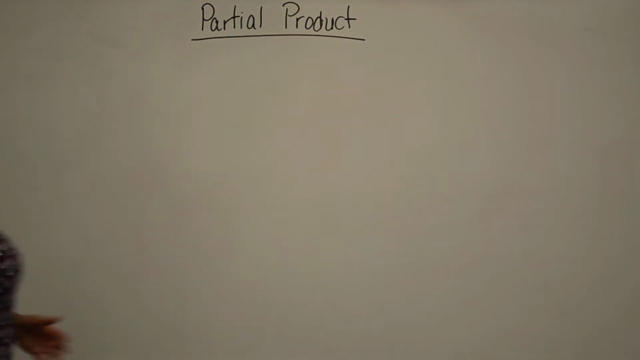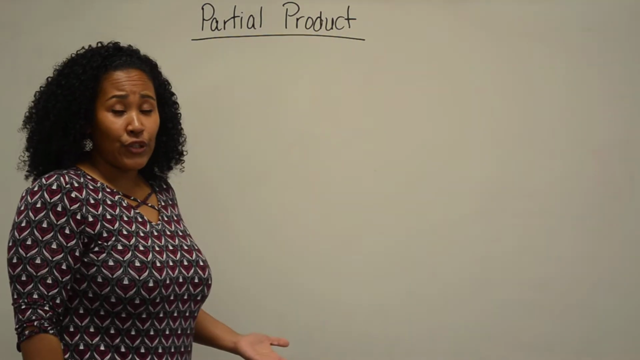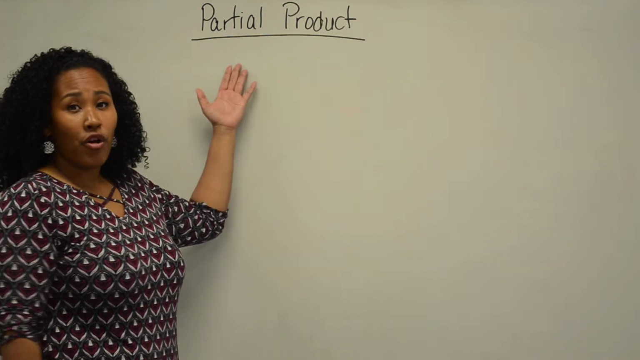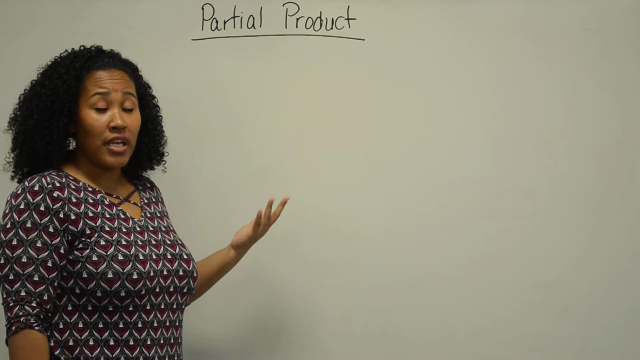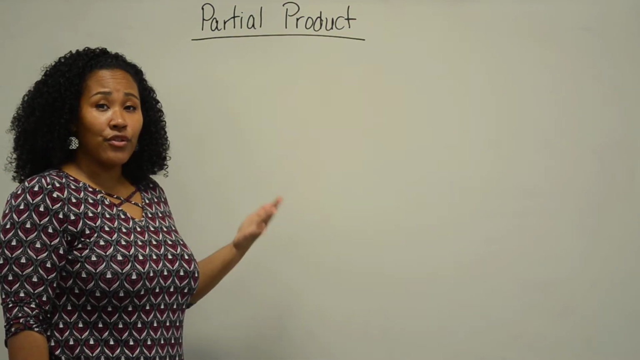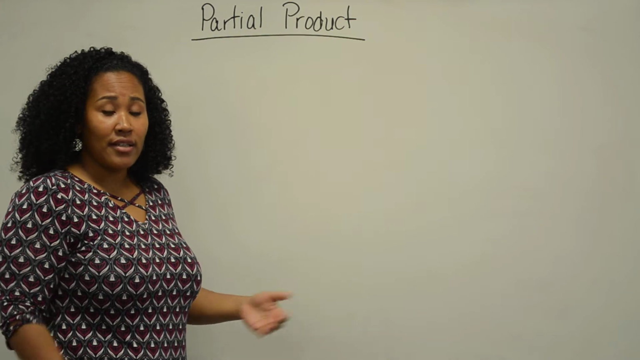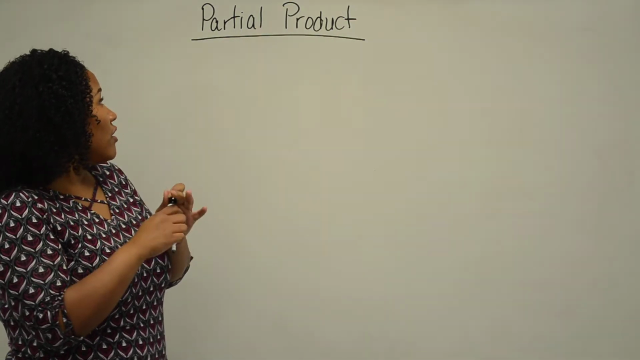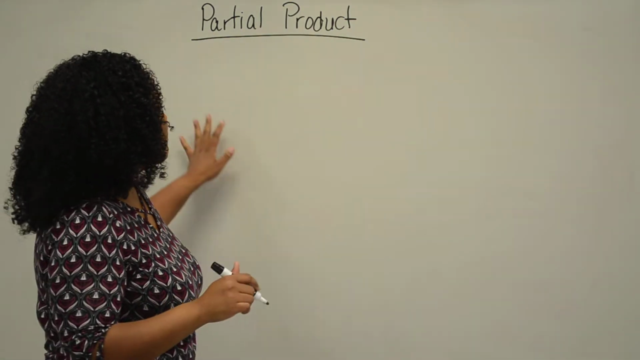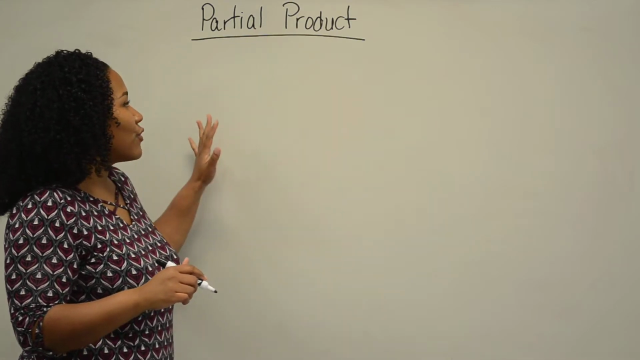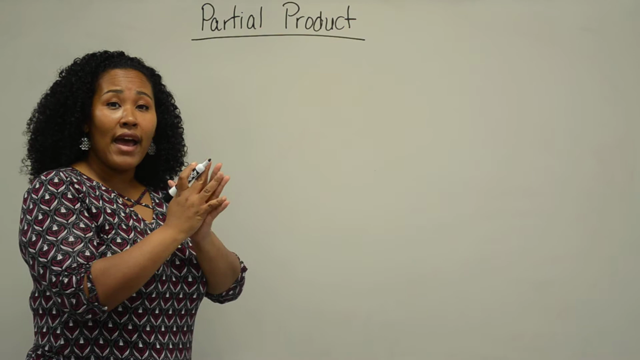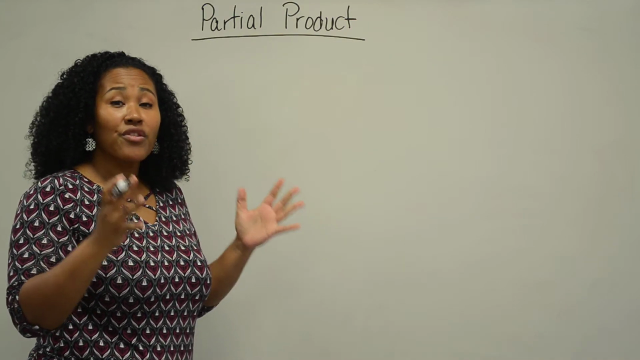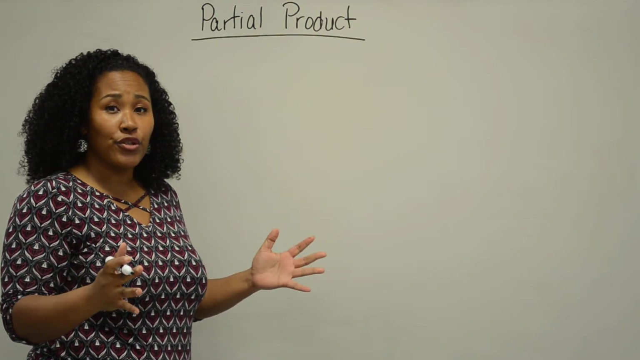Right, class, so we're still talking multiplication, and now I've got a new strategy for you. It's called using partial product. So remember, when we're thinking of a product, we're thinking multiplication, right? We're thinking factor times factor equals a product. This strategy specifically works with numbers based on where they are as far as place value. So we're thinking place value when we're doing partial product.